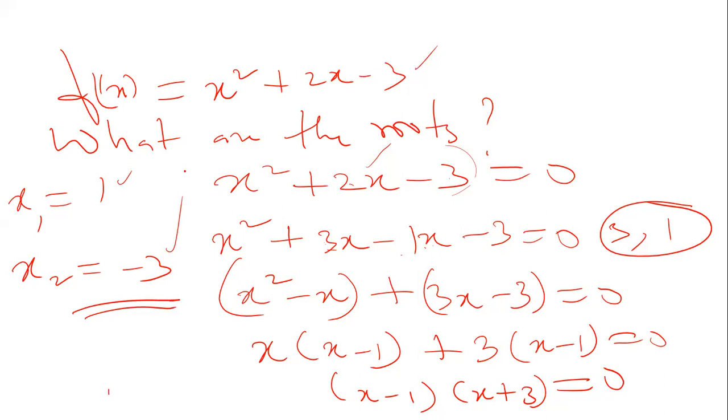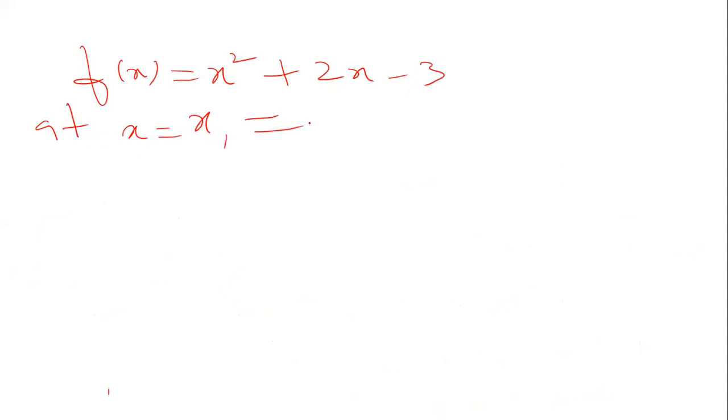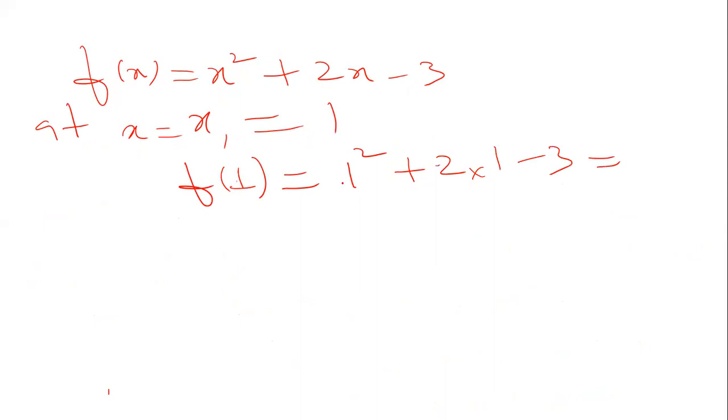So this function will have two roots, right? That means if you put the root value x1 here, your function f(x) is x squared plus 2x minus 3. What is your x1, your first root here? This is 1, right? If you put x equal to 1, what is the functional value now? F at 1 will be 1 squared plus 2 into 1 minus 3. So this will be 1 plus 2, 3, minus 3, it will be 0, right?